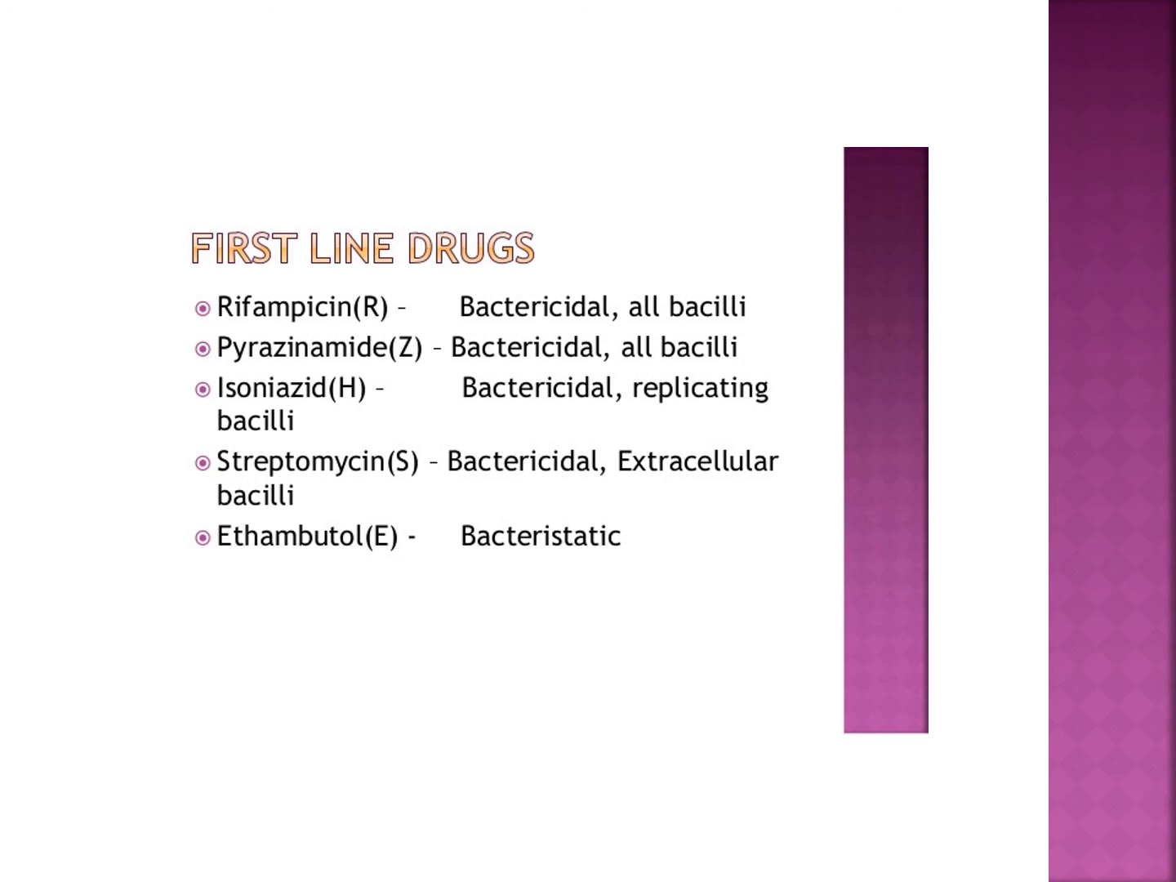Third drug to be used in the first 2 months is pyrazinamide and ethambutol. So we start usually with 4 drugs, but after 2 months of treatment, ethambutol and pyrazinamide are discontinued, and isoniazid and rifampicin are continued for the rest of the time for 6 months, 9 months, or in case of cutaneous tuberculosis or extrapulmonary tuberculosis, it can be given up to 12 months.